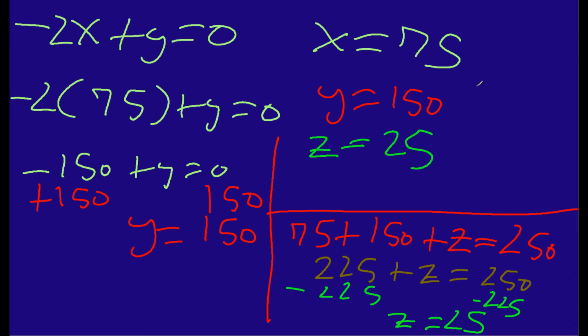So what can we say here? Well, x was our first class, so we had 75 first class tickets. Y was our second class, so we had 150 of those. And z was our third class, so we had 25 of those. And you can see here clearly that this adds up to 250. And you can actually even figure out if this meets the revenue requirement of $2,825.